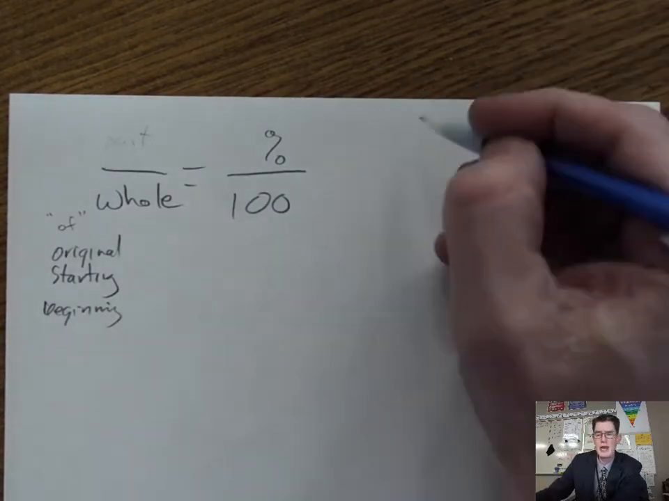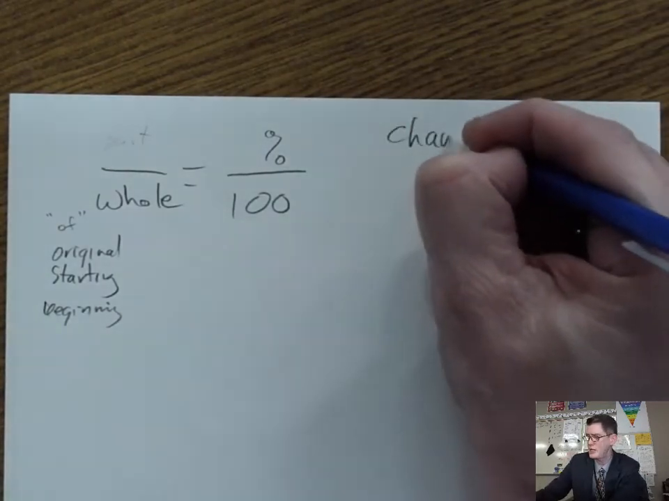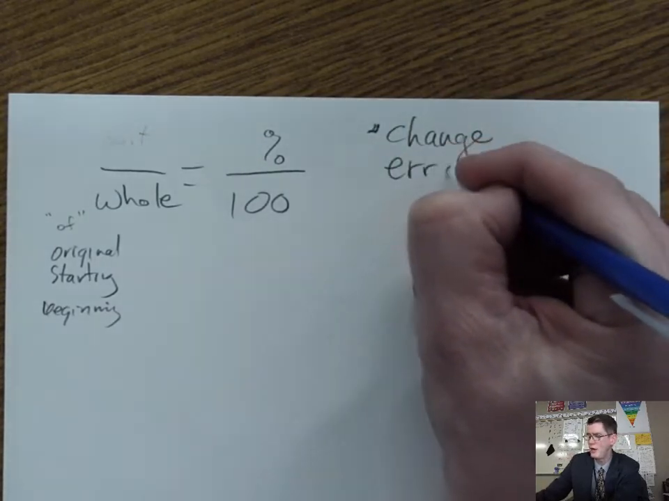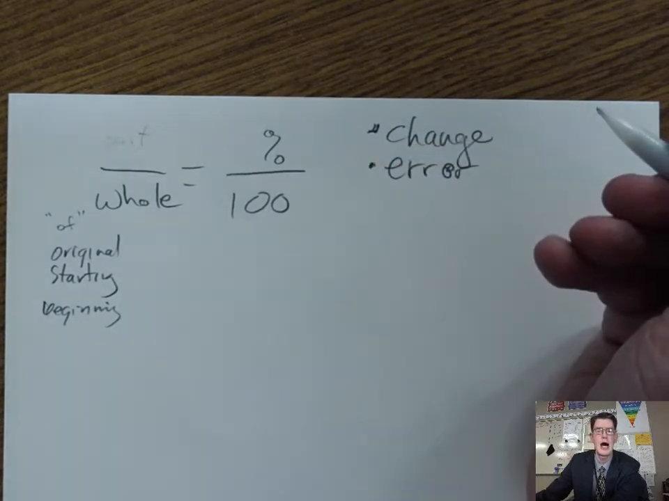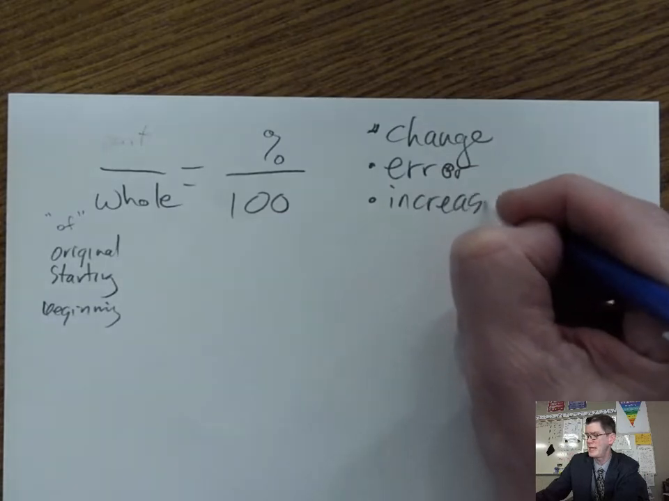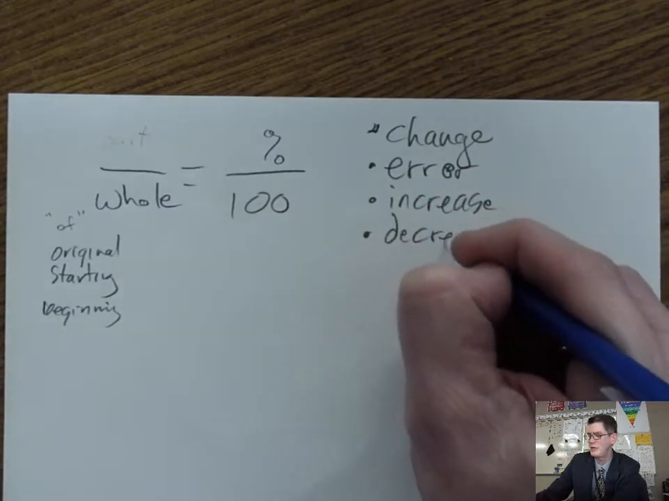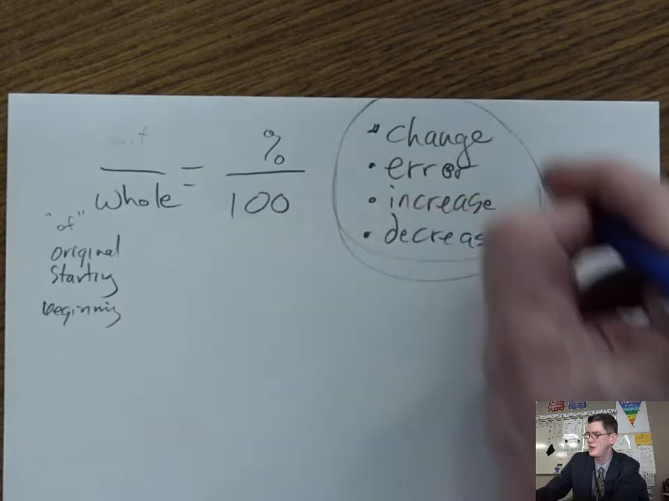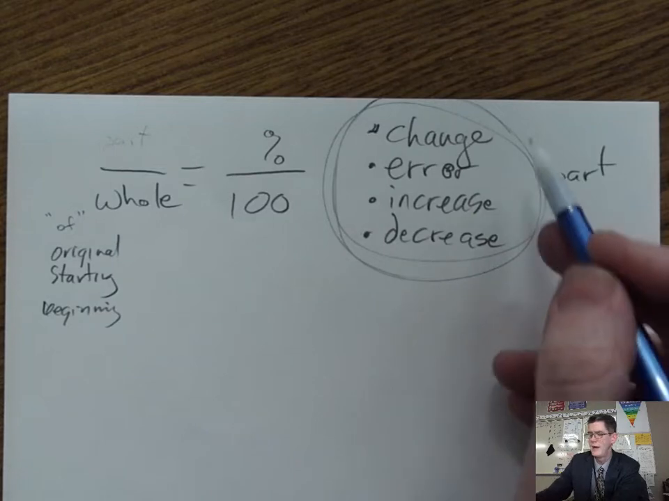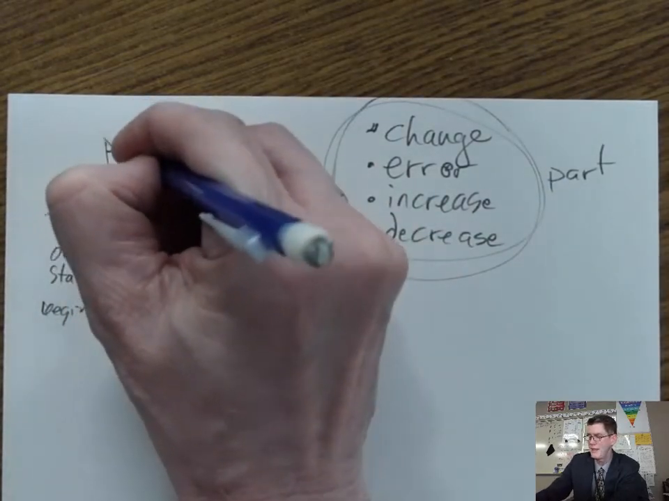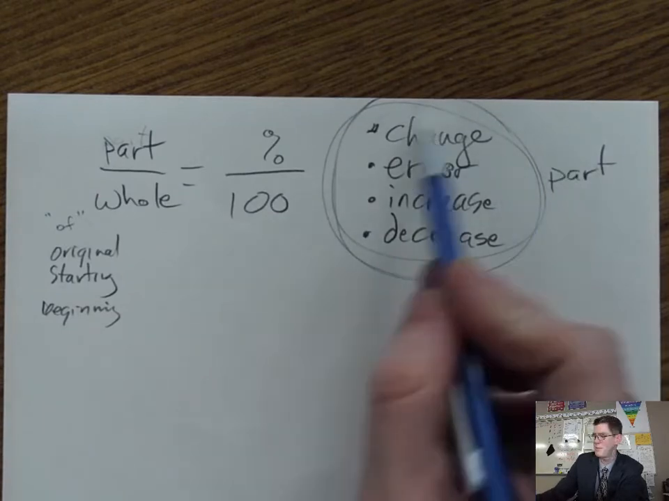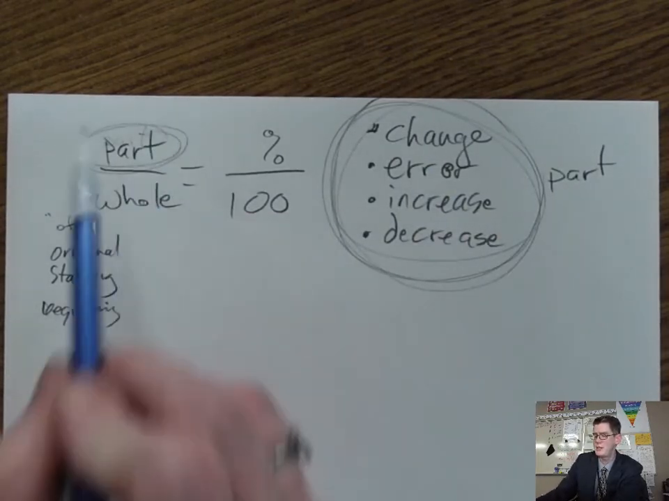Well, now today we're going to be talking about a percent change. How much does it change? Or a percent error. It's the same thing as change. How much were you off by? What percent were you off by? How much did it increase? Or how much did it decrease? It's all the same thing. It's all the part. Whatever item they're talking about, that is the part here. So it's just a matter of figuring out what that part is and then putting it there.